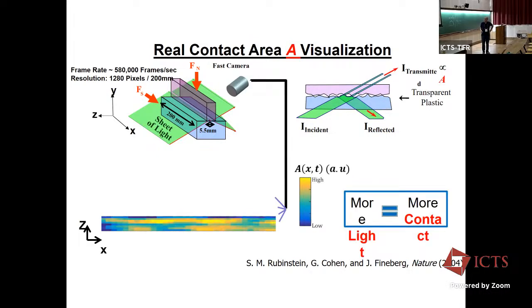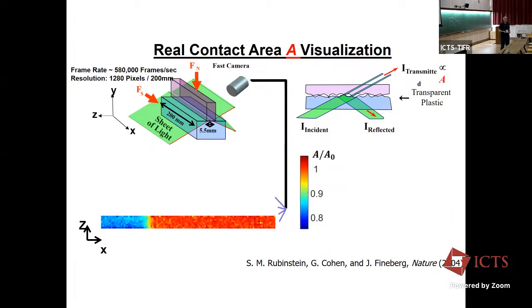Now, this is a raw image of what we see, or just a piece of it. I think it's about a centimeter in the center here. And this is actually taken when an earthquake is moving through, as you can see. Oh, you can't see that, huh? I can't see it either. But if we normalize this by the real area of contact right before anything happens, then what one finds is something like this.